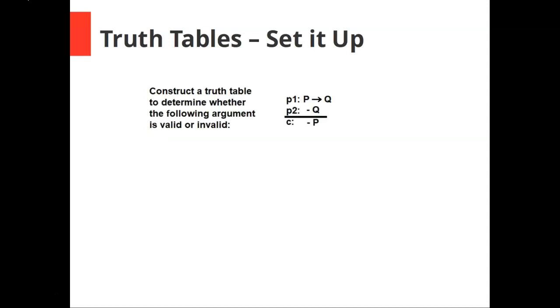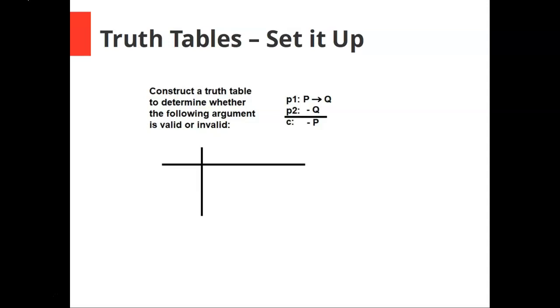Again, we're doing truth tables in this video to try to determine whether or not arguments are valid or invalid. So we have our first example here: premise 1, if P then Q; premise 2, not Q; conclusion, not P. Is this valid? Is this invalid? Let's see. We got to set up our truth table.